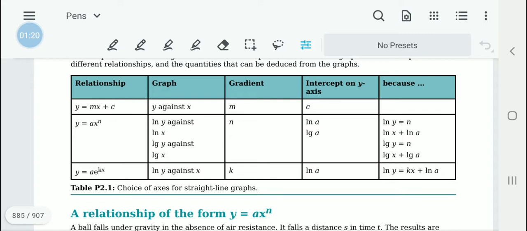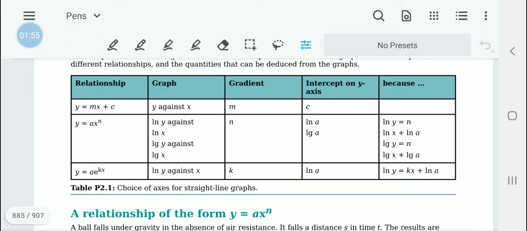Then when you take the equation y equals a x to the power n, we can draw it using natural logarithm of y against natural logarithm of x, or you can use log of y to the base 10 against log of x to the base 10. Then the gradient would be n, the power. Then the intercept on the y-axis would be either natural logarithm of a or log of a to the base 10.